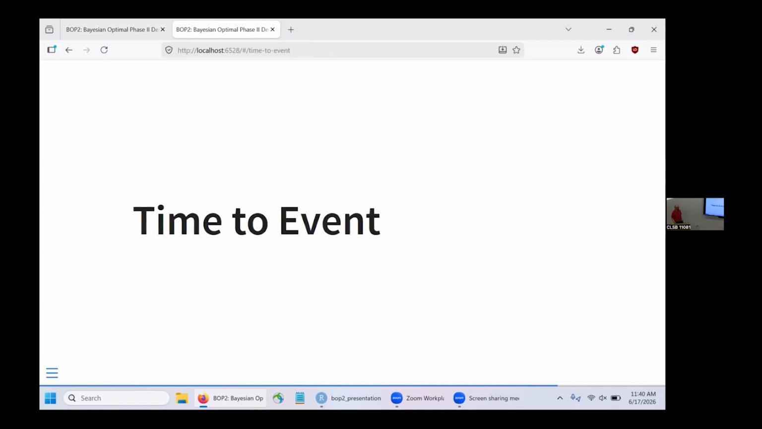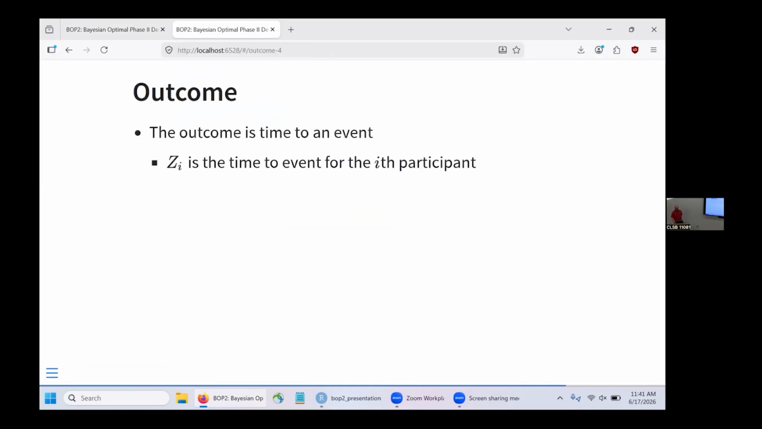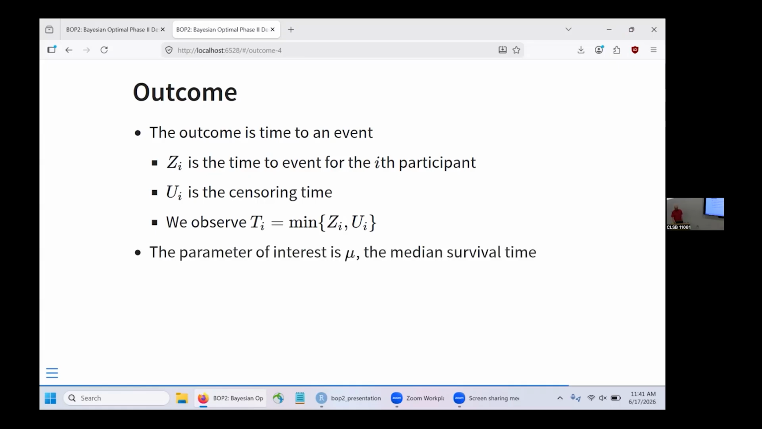So we just have one more endpoint to consider, which is time to event. I'm very curious for your perspective on this. So our outcome is a time to event. I have some notation to introduce. We're going to consider Z sub i to be the time to event for the ith participant, U sub i as the censoring time, and we're going to observe the minimum of those two things, which I'll denote with T sub i. And the parameter of interest is mu, the median survival time. Note that it's the median, not the mean.